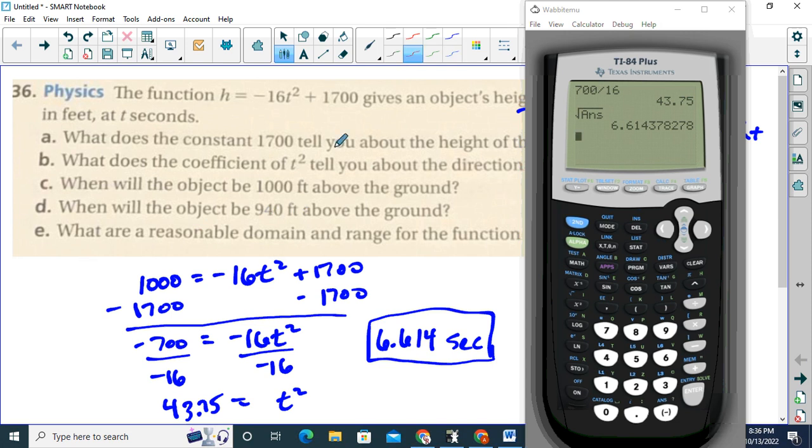940 for height in part D. We just replace this with a 940. Other than that, our steps are the same. So 940 minus 1,700, divided by negative 16, square root. I get 6.892 seconds. So remember, it's going down, so that makes sense. That takes a little longer to get down to 940 than when it was at 1,000.